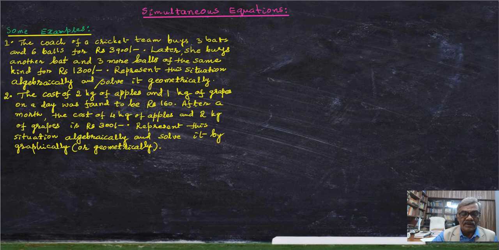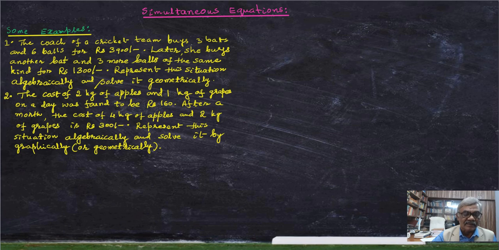The coach of a cricket team buys 3 bats and 6 balls for 3,900 rupees. Later she buys another bat and 3 more balls of the same kind for 1,300 rupees. Represent this situation algebraically and solve it geometrically.